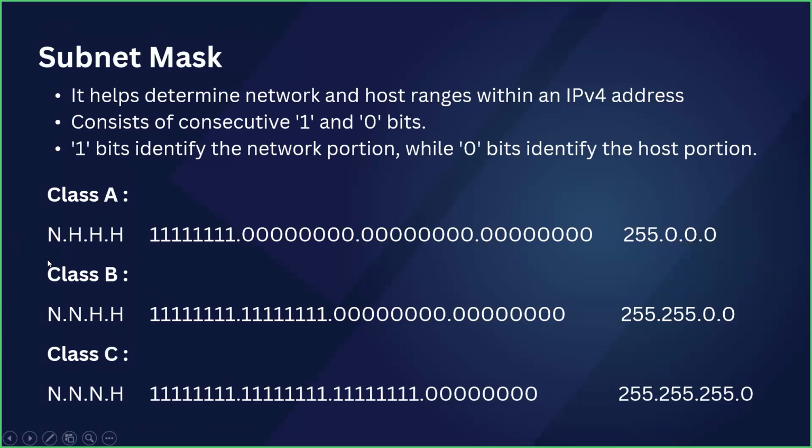So for Class A, with one network portion and three host portions, subnet mask is 255.0.0.0. For Class B, it is 255.255.0.0. And for Class C, it is 255.255.255.0. Okay. So these are not the starting or ending ranges. This is just to understand how many network and how many host portions there are in each of these classes. And from that information, you get to know what the range is.